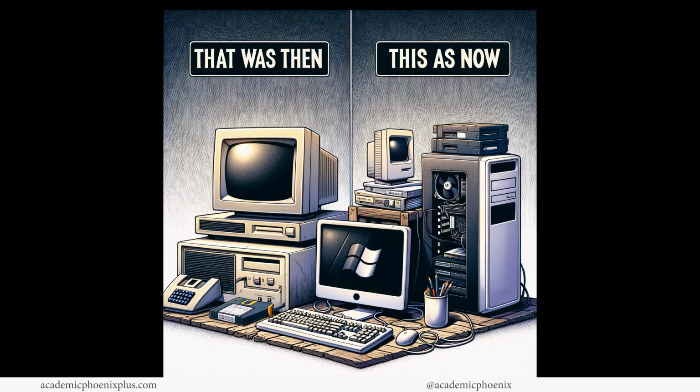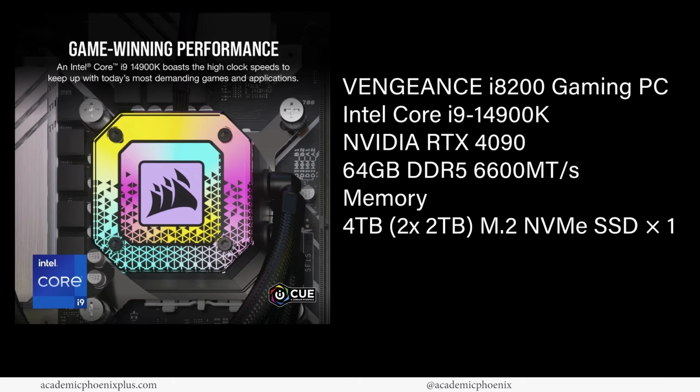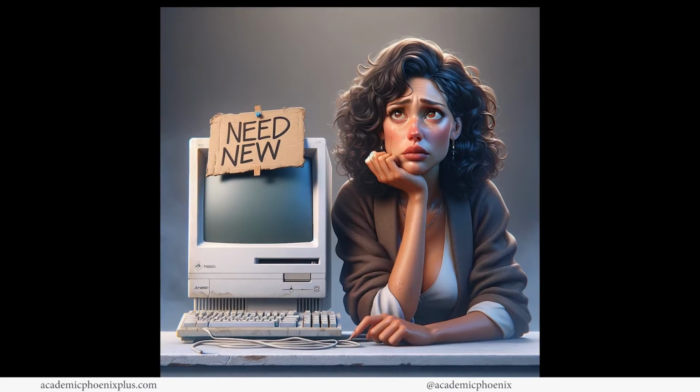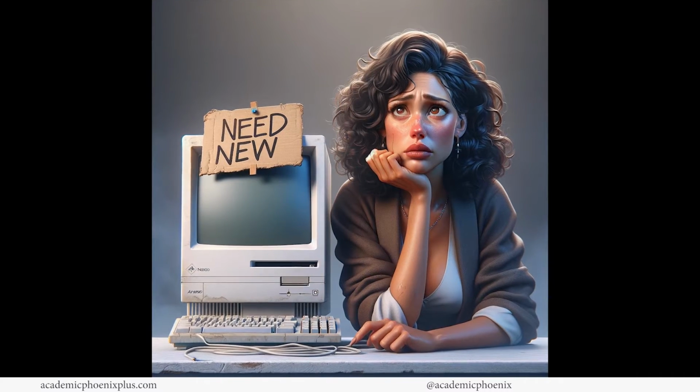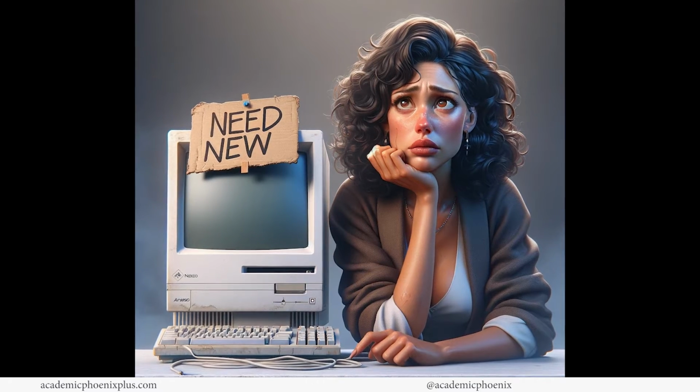And this is now. I bought a Corsair Vengeance i8200 gaming PC. It has an Intel Core i9 14900K. It's an NVIDIA RTX 4090, 64 gigabytes DDR5 6600 MT/s memory. I've got 4 terabytes. I spent a pretty good amount of money on this one. I needed one. It was starting to become really old and slow, so I needed a brand new one, and I'm really happy with it.